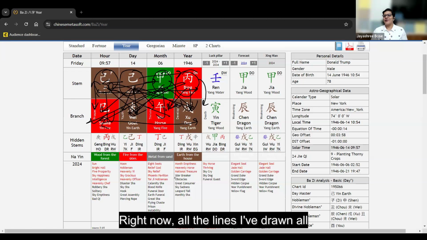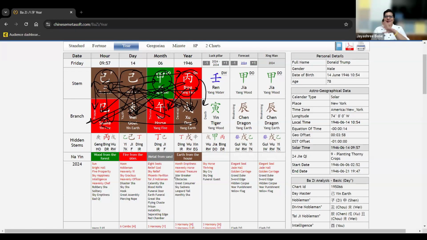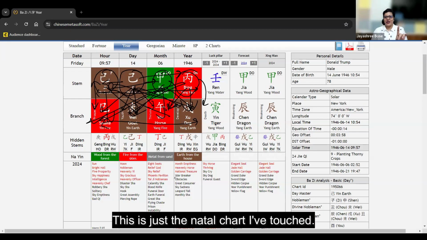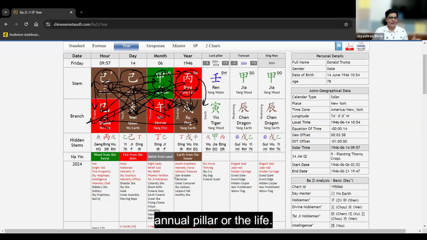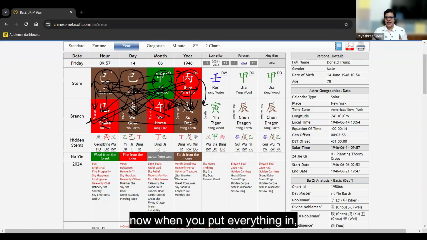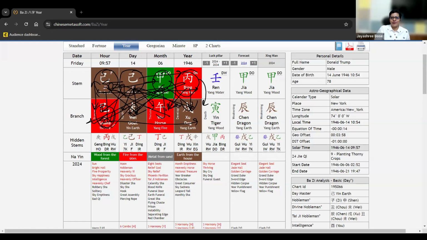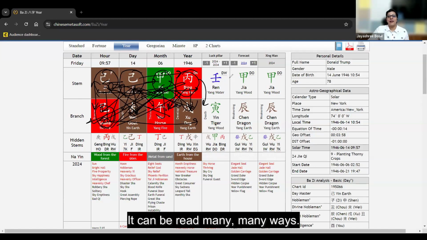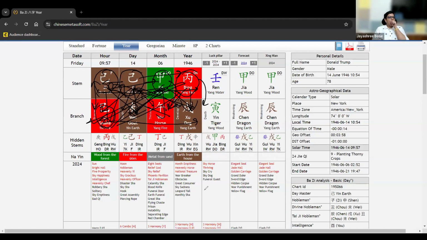Right now, all the lines I've drawn all over the chart look like a crazy thing. But think about it, this is just the natal chart I've touched. I haven't even touched the luck pillar or the annual pillar or the life palace or the conception palace. When you put everything in, can you imagine the number of ways it can be read? Oh, by the way, it can also be read from bottom up. It can be read in many, many ways.